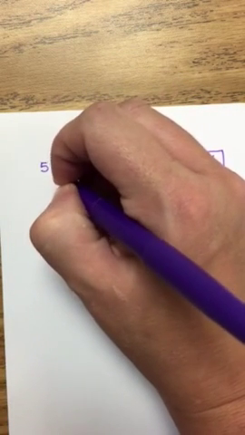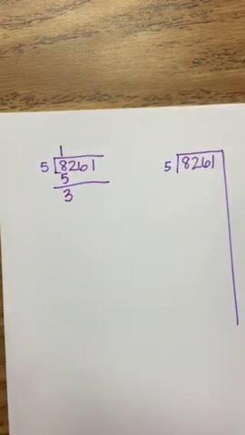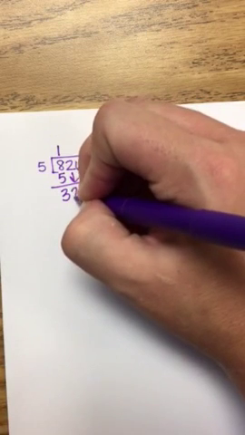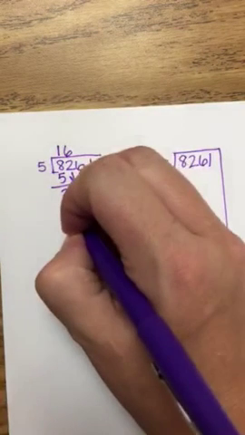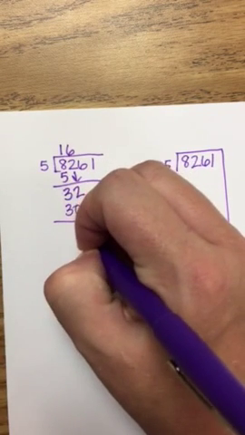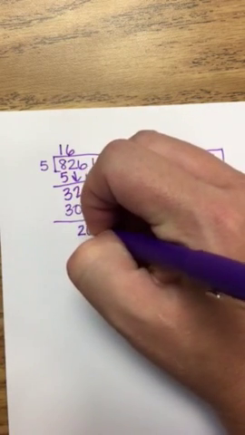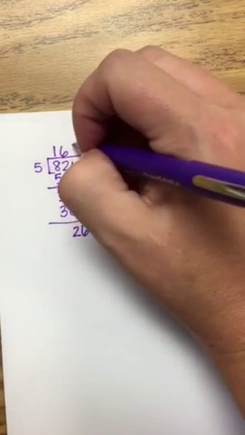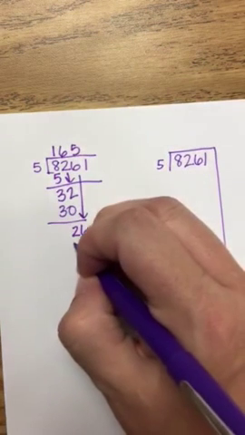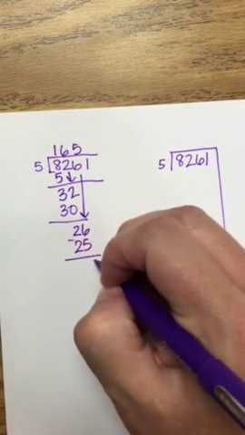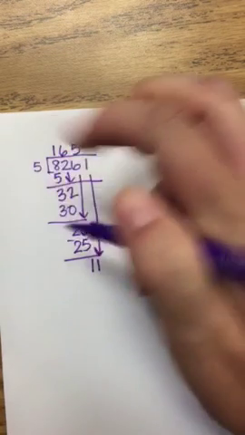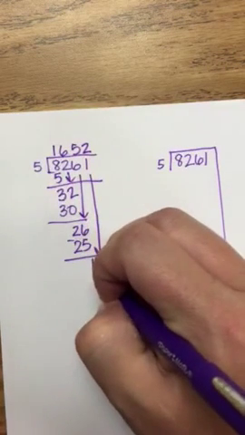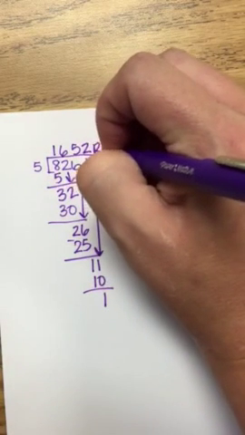5 goes into 8 one time, multiply by 5, subtract, I get 3. Then I bring down my 2. 5 goes into 32 6 times. 6 times 5 is 30. Subtract, I get 2. I'm bringing down my 6. 5 goes into 26. How many times? It goes in 5. 25. I subtract, I get 1. I bring down my 1. 5 goes into 11 twice, which is 10. And I have this remainder of 1.